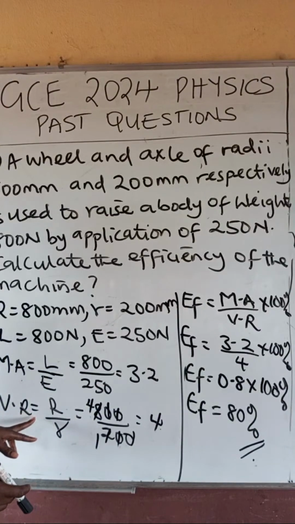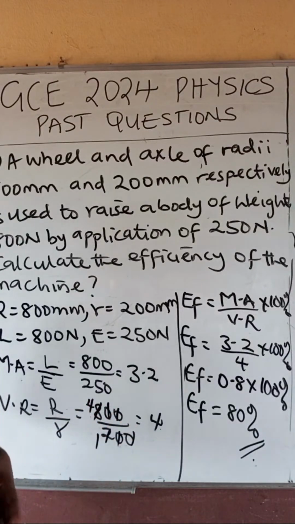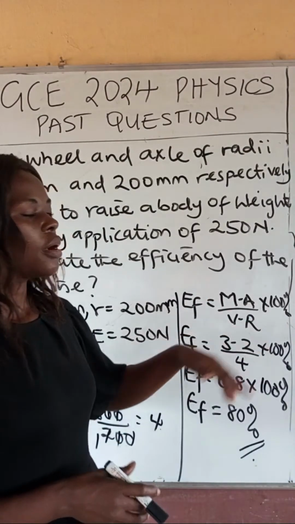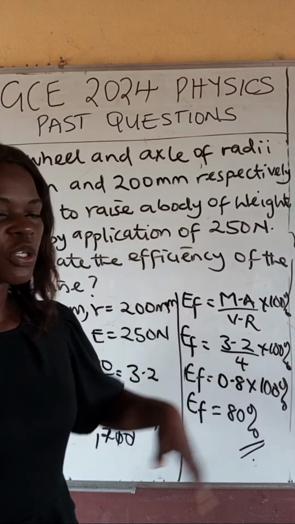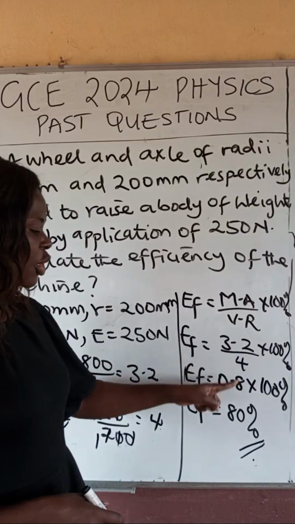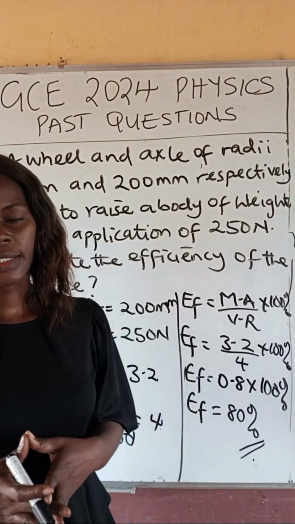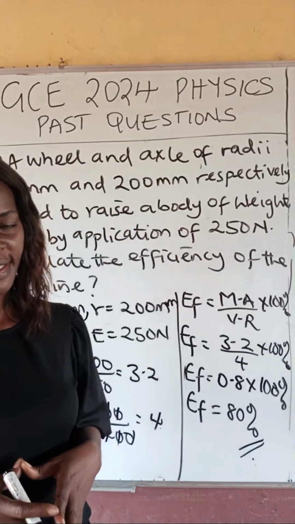Velocity ratio is equal to radius of the wheel over radius of the axle. So we have 800 over 200. By the time I divide, I'm going to get 4. So putting it into the formula, efficiency is equal to MA over VR multiplied by 100%. My MA is 3.2 divided by my VR, which is 4. Then I multiply by 100%. If I divide, I'm going to get 0.8. 0.8 multiplied by 100%, and my answer becomes 80%. So the efficiency of this wheel and axle is 80%, right?